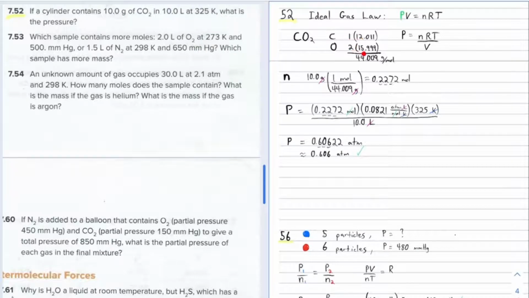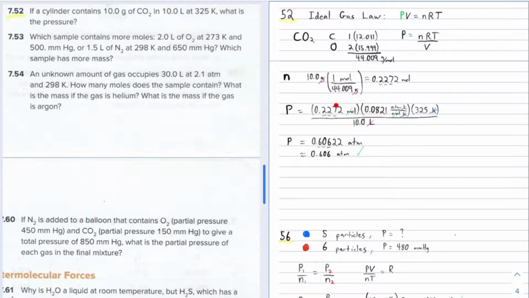Okay, so plugging in those values and adding them up, you get 44.009 grams per mole. So to get the moles, you take 10 grams times 1 mole is the same thing as 44.009 grams, and that gets you moles. It's 0.2272 moles. So now we have the moles, and we can calculate the pressure. The pressure is going to be moles times gas constant times temperature over volume.